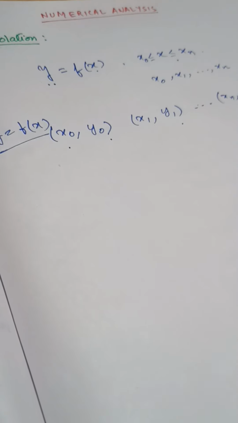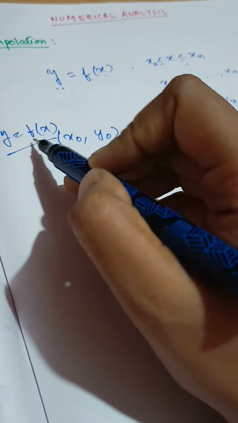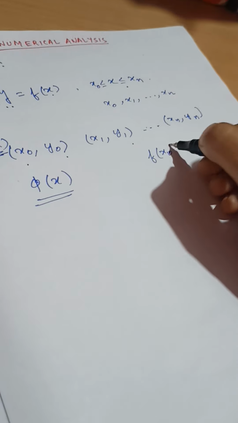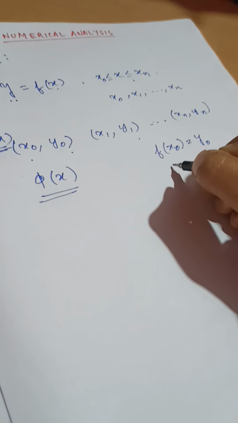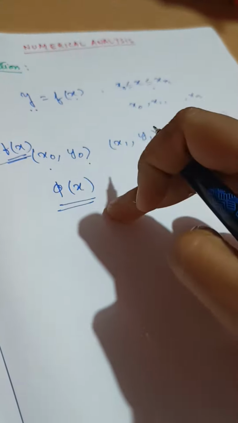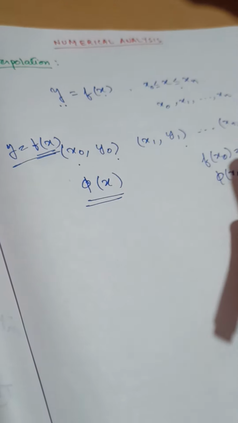So what we do is we find a simpler function phi(x) which is nearby to this function f(x), and this phi(x) agrees at the same values with f(x). That means if f(x0) is y0, then phi(x0) is also y0. This is the only similarity between f(x) and phi(x). This is a different function. What the function is we don't know, we are only given these values.